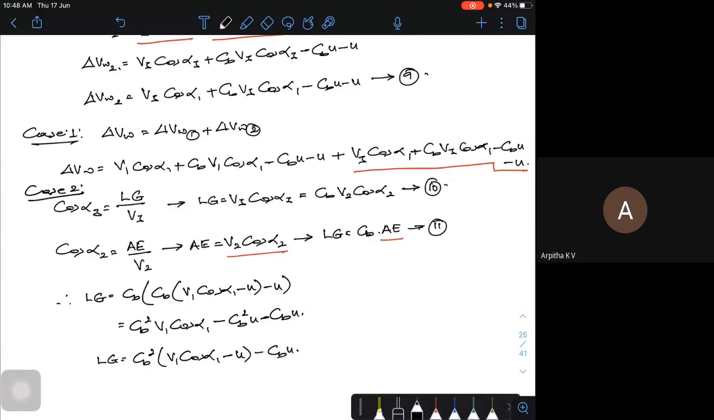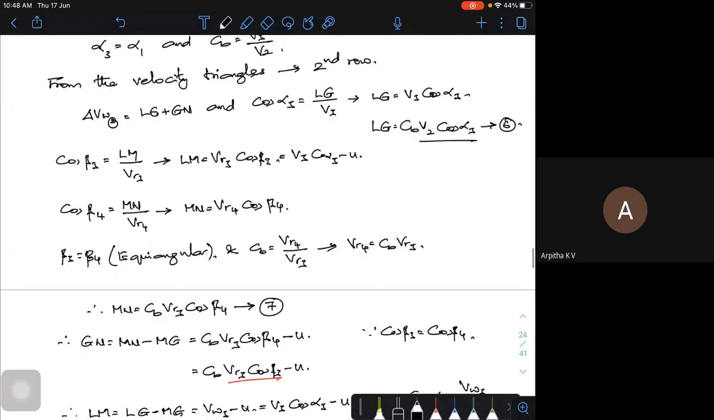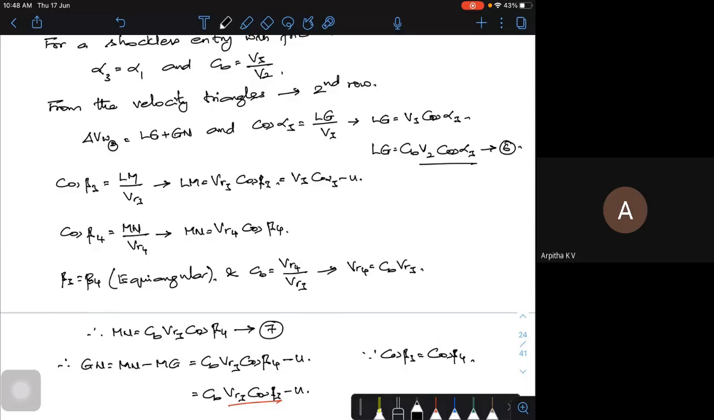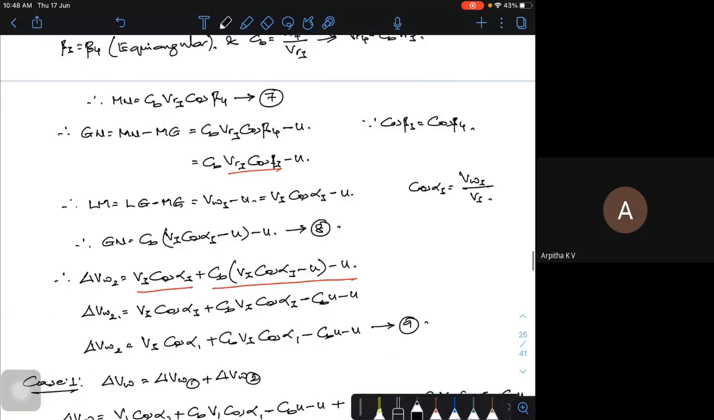Now, what is your cos beta 3? Already we have taken this. Cos beta 3 is equal to Lm. This is V3 cos alpha 3 we have. Lm, what have you taken? We have VR3. One minute. Lm is equal to Lg minus, here we have V3 cos alpha 3. Already we have taken this. It is V3.